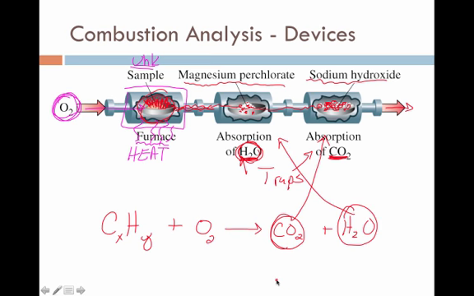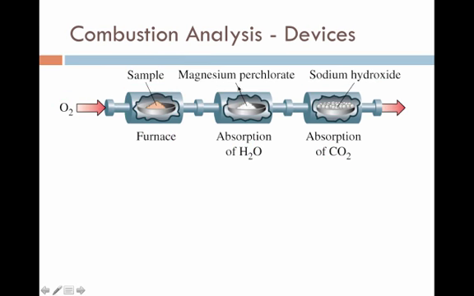Now, the reason we do this, what we're really interested in here, is the mass of the traps. So, for example, in this trap right here, with the magnesium perchlorate, all of the H2O that was produced gets trapped in here. What we can do is we can record the mass of each trap before and after.